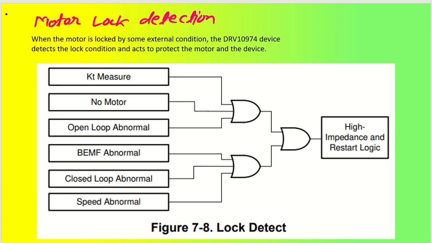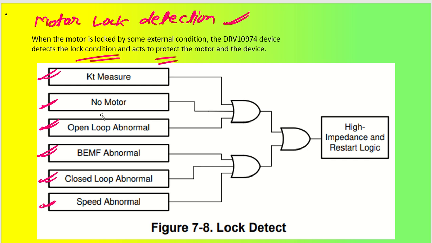Anyway, we are going to see some of the lock detection, because this particular IC has the capability to detect lock conditions and act accordingly, or otherwise the motor can get destroyed. So to protect that, we have a lock detection mechanism. Lock detection can happen in these particular scenarios: KT measures, no motor connected, then it can also tell you that the motor is locked. Then we have open loop abnormal, back EMF abnormal, closed loop abnormal, and speed abnormal.